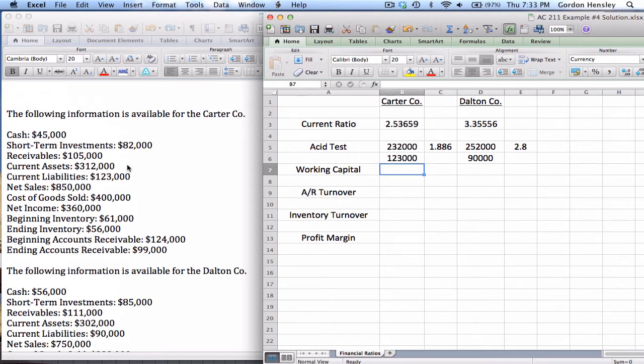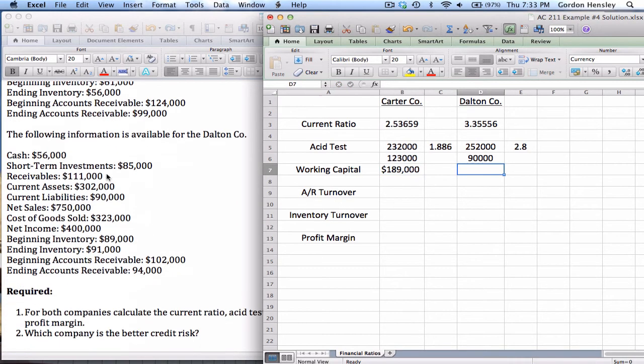So for Carter Company, $312,000 minus $123,000, and we get $189,000. And then for Dalton Company, $302,000 current assets minus $90,000 current liabilities, $212,000.